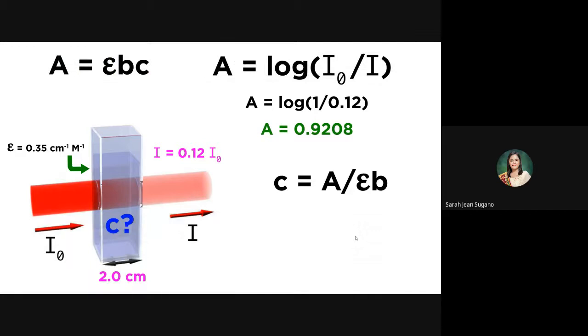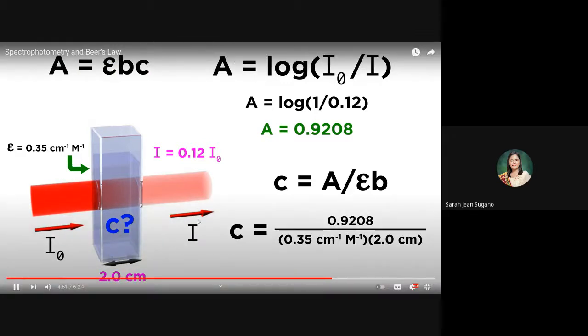We can rearrange to solve for C, our unknown, plug in the absorption we calculated, plus the two given values, and we should get around 1.3 molar for the concentration of the analyte.